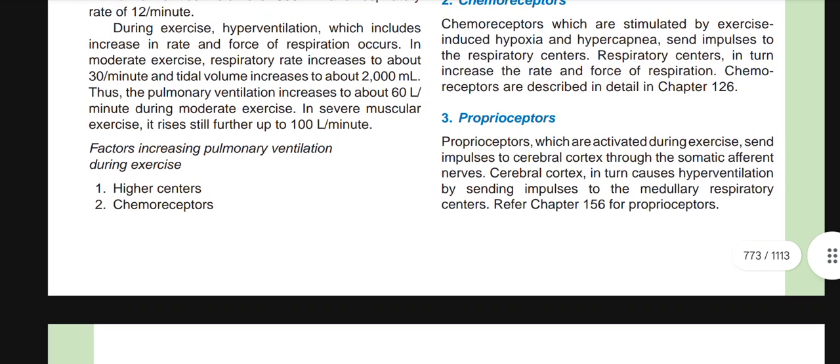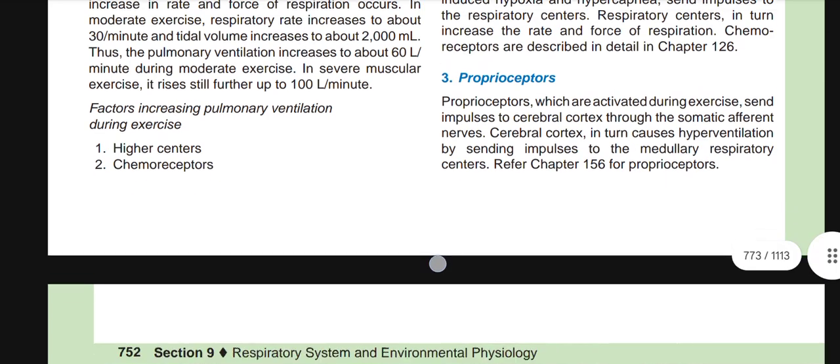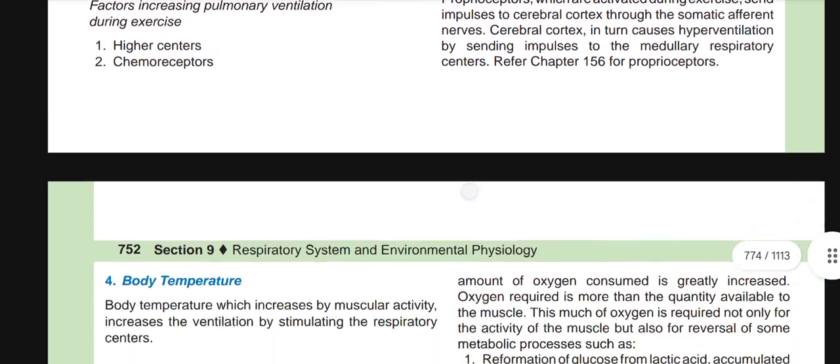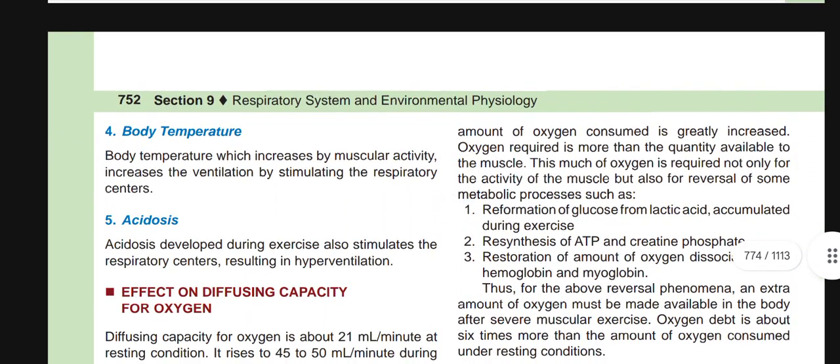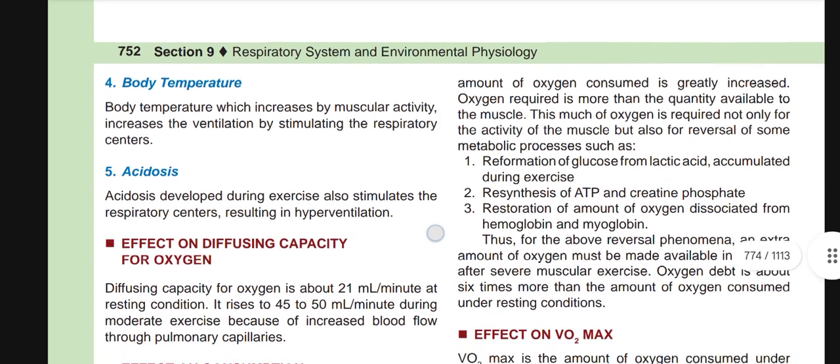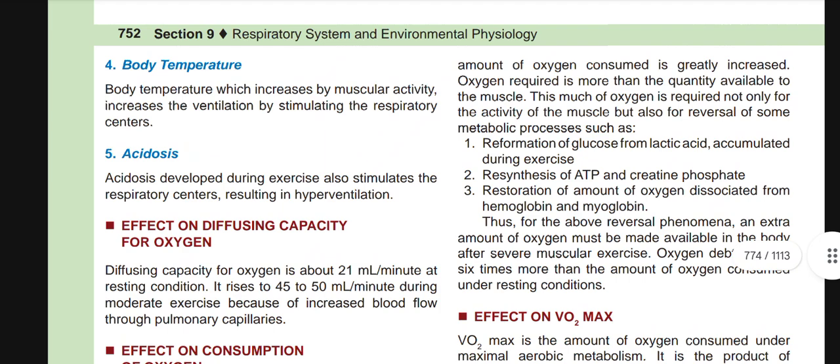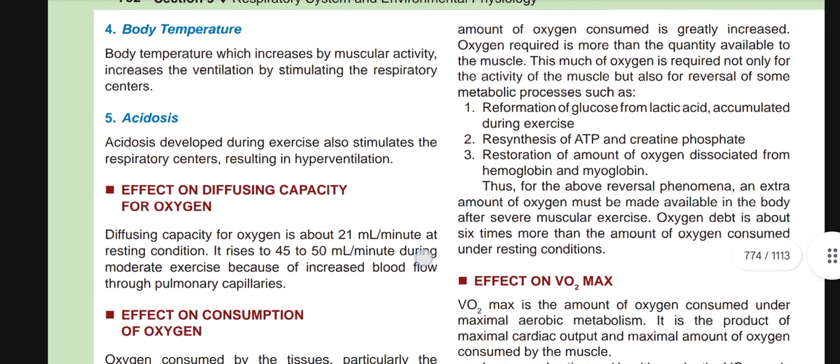Now, proprioceptors are activated during exercise and send impulses to the cerebral cortex through the somatic afferent nerves, and the cerebral cortex in turn causes hyperventilation by sending impulses to the medullary respiratory centers. Now, body temperature, which increases by muscular activity, increases the ventilation by stimulating the respiratory centers. Now, acidosis. Acidosis developed during exercise also stimulates the respiratory centers, resulting in hyperventilation.